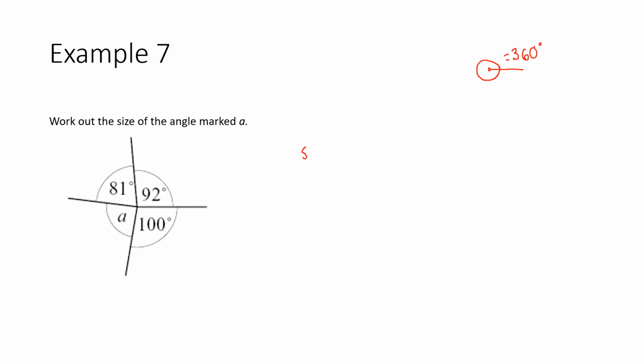So the way I would do it is I'd add up the values that they've given me, which is 81 plus 92 plus 100. When you calculate them, you get a value of 273 degrees. And we know that a full turn is 360, so therefore we subtract our 273 from 360, which gives us a value of 87 degrees. Therefore, A is equal to 87 degrees.